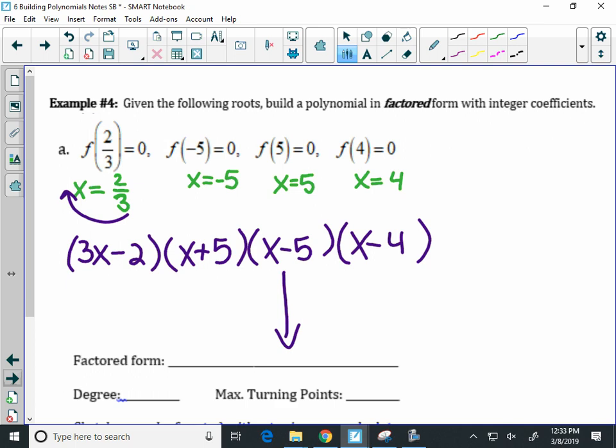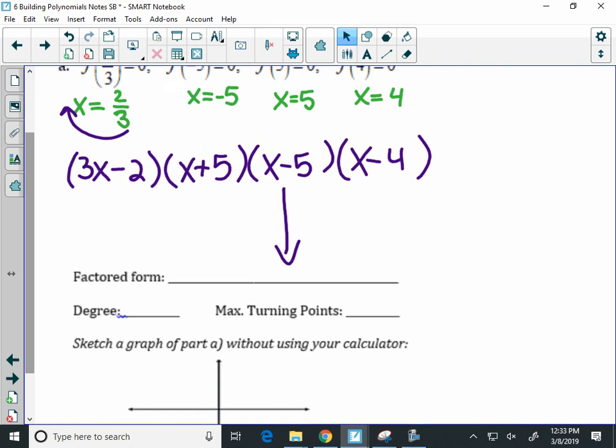Now, we learned how to find the degree from factored form. How do I find the degree of a polynomial in factored form? I count the x's, or the multiplicities. So I have 1, 2, 3, 4. So my degree is 4. And how many turning points will this graph have? Maximum of 3.